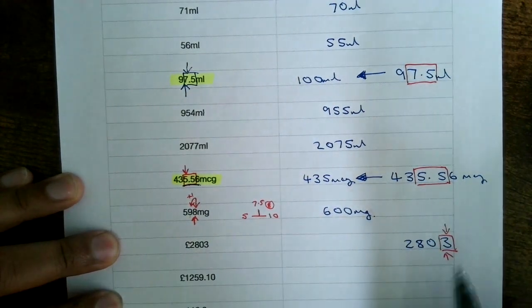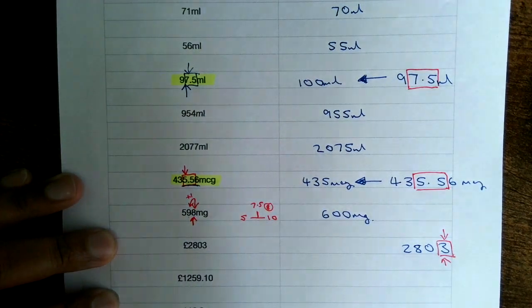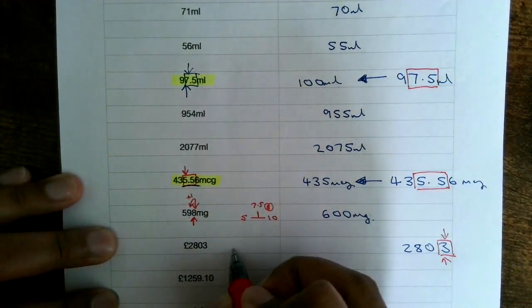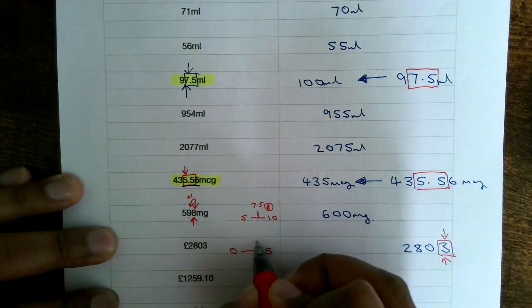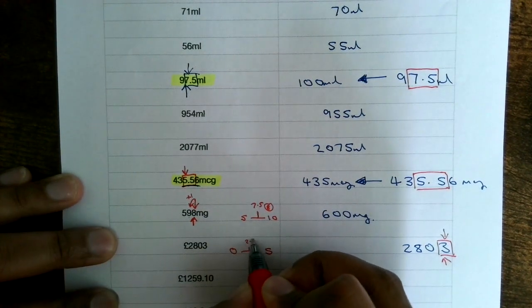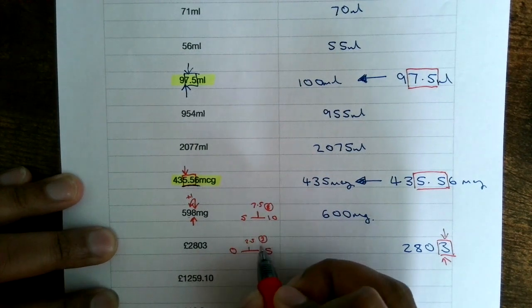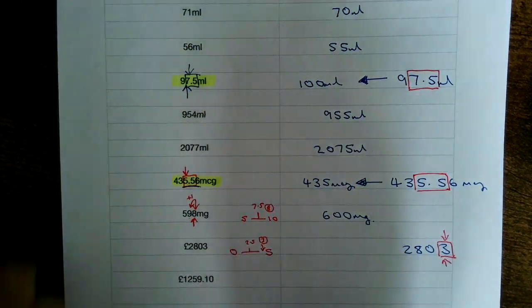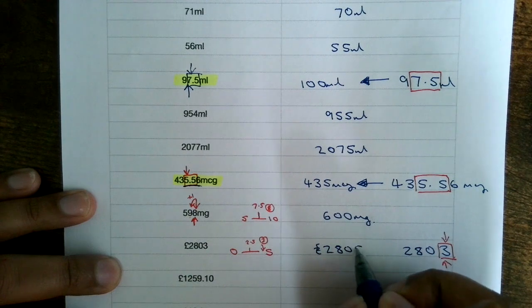And we're saying, is 3 closer to 0 or is it closer to 5? So if you look at your range, if I write down here 0 and I write down 5, and we say, where does 3 fall? Well, the midpoint is 2.5. The middle between 0 and 5 is 2.5. So 3 falls on this side. So we're going to go towards the 5. So that would be rounded up to £2,805.